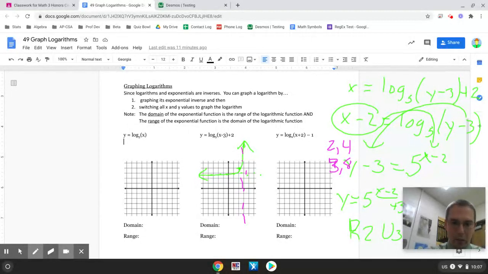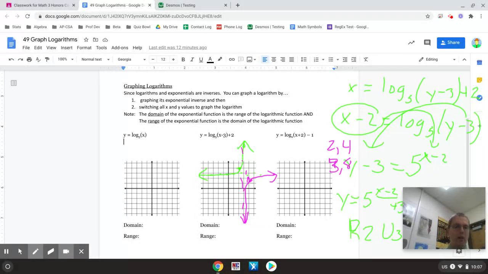So I'm going to have a point of 4, 2, over 4 up 2. And then instead of 3, 8, I'm going to have 8, 3. So I go over 8 to get up 3 way out here. So I'm also going to have a very steep backwards L-shaped graph coming right up next to that.